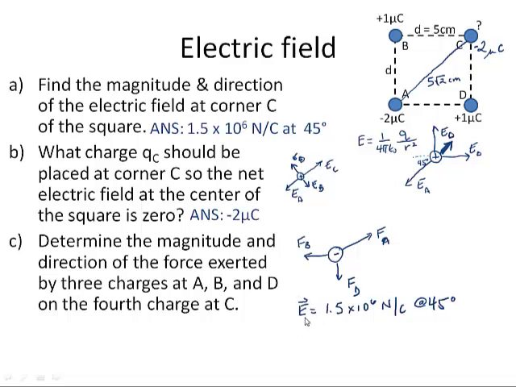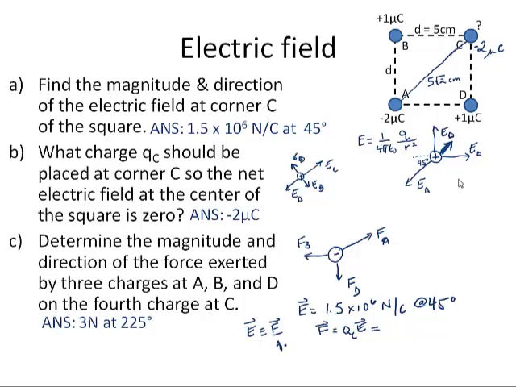So we can utilize this information to get the magnitude of the force by using the definition of electric field. So we can say that the force is going to be equal to QC times the electric field. So the magnitude is going to be 3 newtons, and the direction is going to be 180 degrees from the 45 degree bearing, because it's a negative charge.